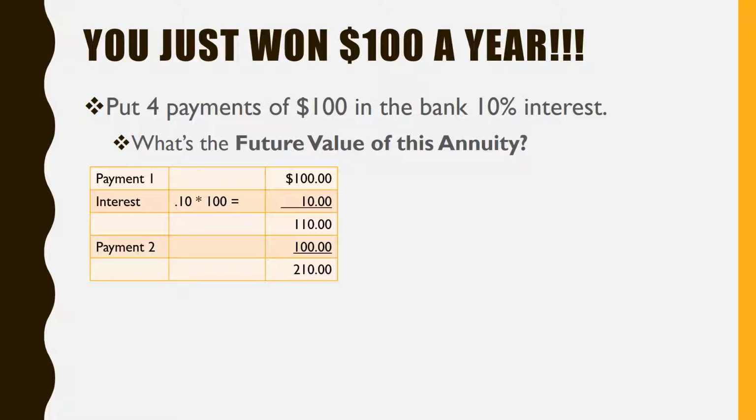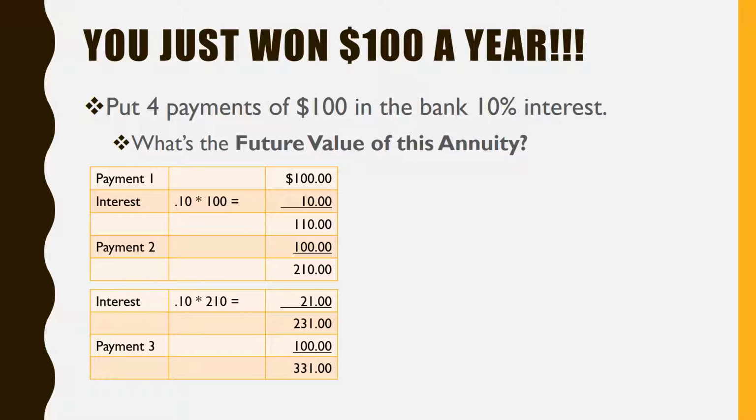We get our first $100, we put it in the bank, we get 10% interest. So at the end of the first year, we have $110. But now we put another $100 in. So now we have $210 that's going to earn interest. So the second year we'll have $21 of interest. And then we'll put in our third payment of $100, which gives us $331 in the bank at that point.